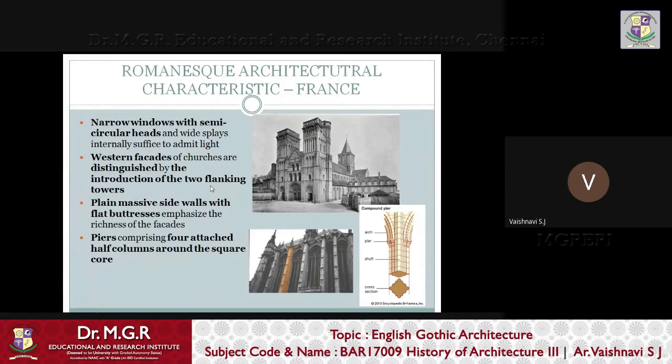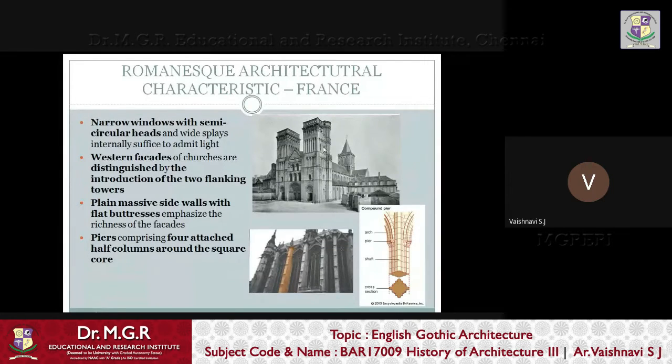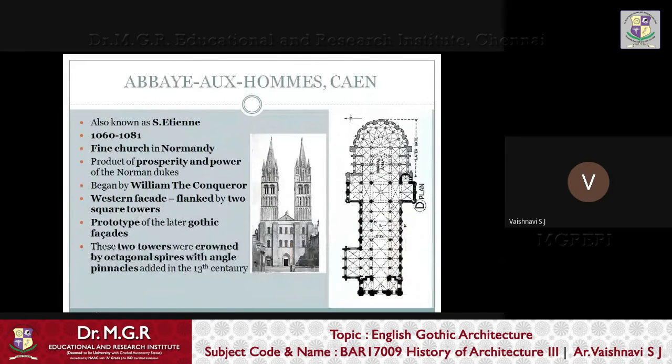And the western facades of churches were distinguished by two flanking towers. When you see these towers, you can see the western side. All churches in the western side had the two flanking towers, and they had massive side walls with flat buttresses. You can see that they didn't have any flying buttresses; they had only the flat buttresses, as followed in all the Romanesque style. And they had four attached half columns around the square core. See here, they have four columns in the square core.